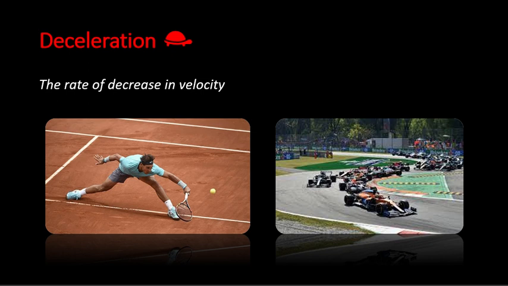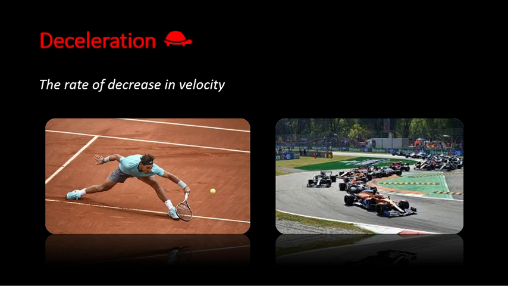A human example would be a tennis player running for a drop shot, and as they're going at their high speed towards the net, they would then have to slow their velocity down and decrease down and decelerate to be able to stay in control and get the ball.